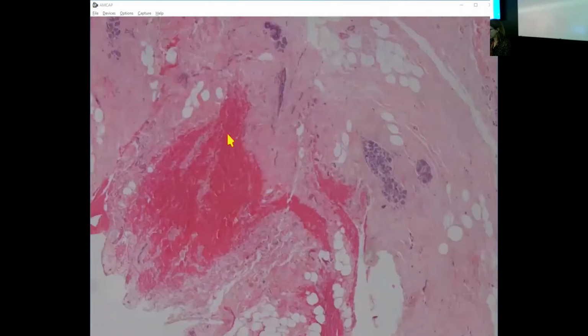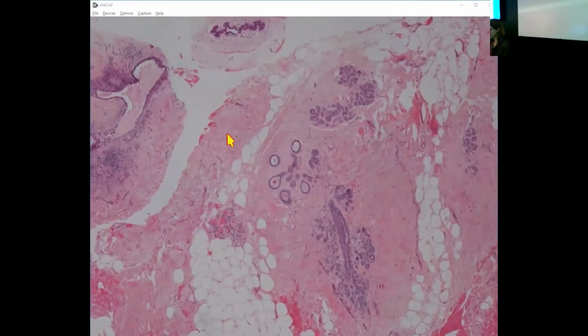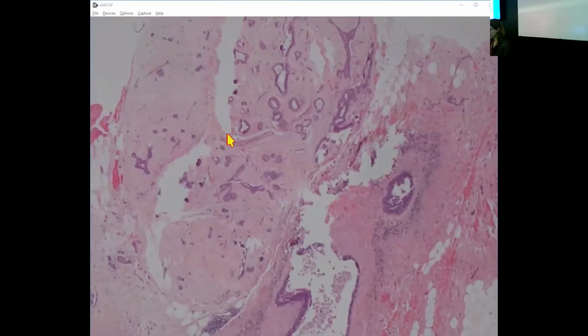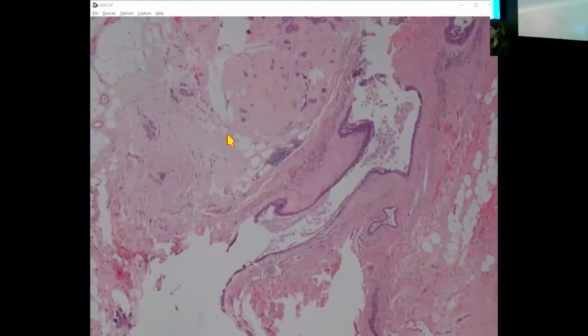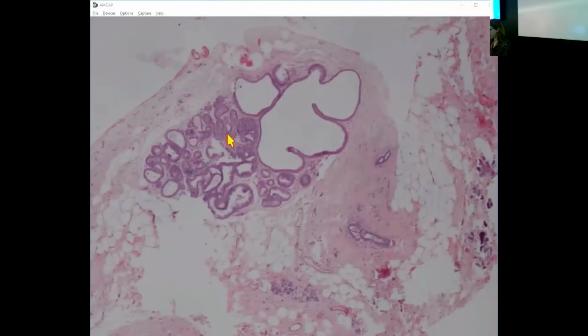So this one is a patient with a 4 millimeter breast mass and some calcifications. Here we have our little breast mass, which of course is just a little fibroadenoma. But then another area again where it's flat epithelial atypia.